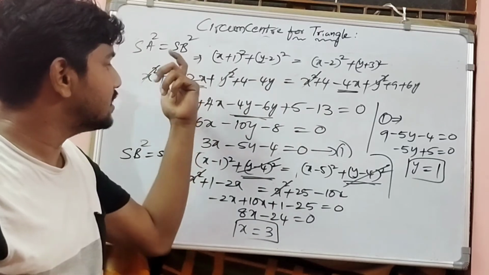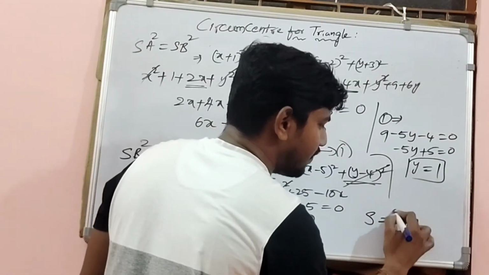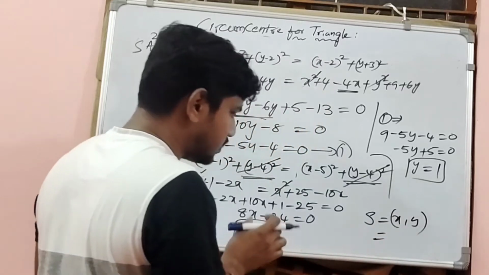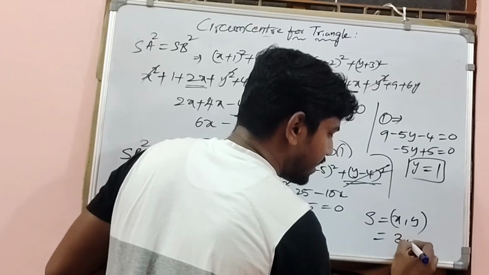We already initially considered the circumcenter S is equal to x comma y. So the coordinates of the circumcenter in triangle ABC are 3 comma 1.